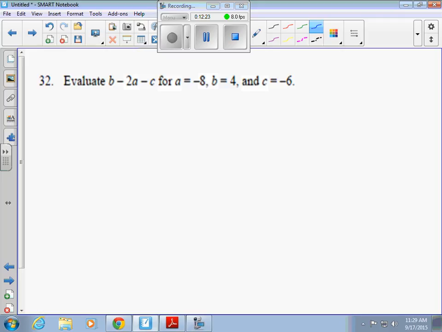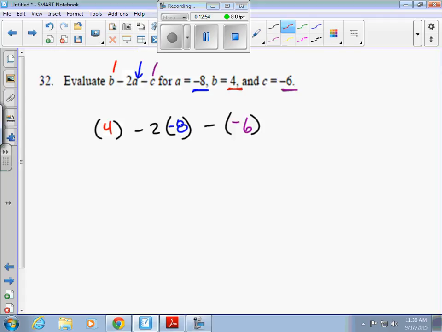32 says to evaluate B minus 2A minus C for A is negative 8. So notice they're not in their regular order. B minus 2 times A minus C. Make sure you put them in the right spot. A's value is negative 8. So in place of A, that's where we're going to plug it in. B's value is 4. So in place of B, we're going to stick in 4. And C's value is negative 6. So in place of C, we're going to put in negative 6. Remember, this acts like a negative 1 right here.